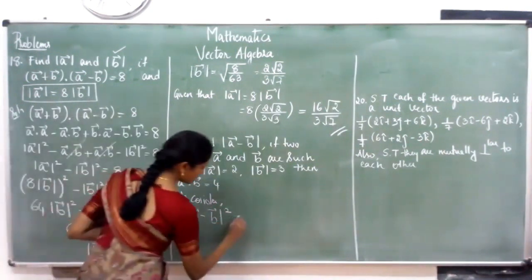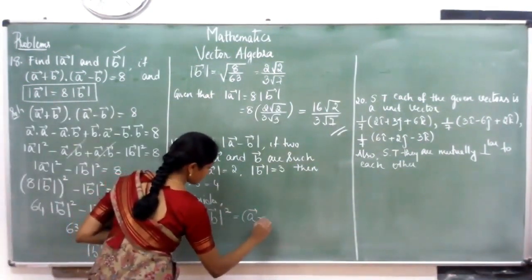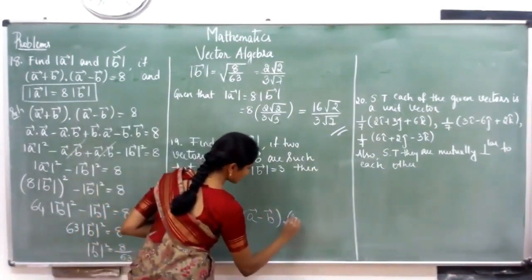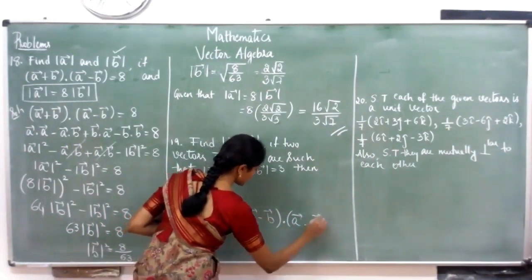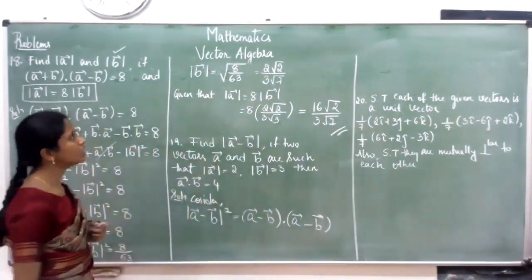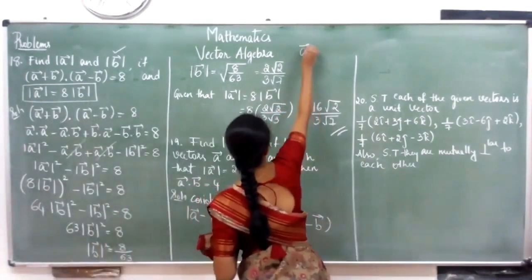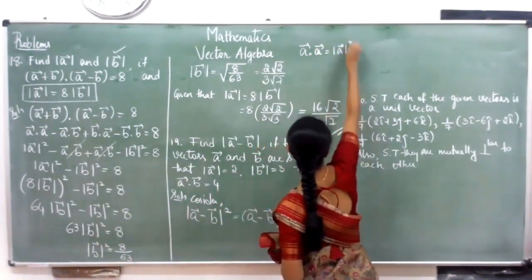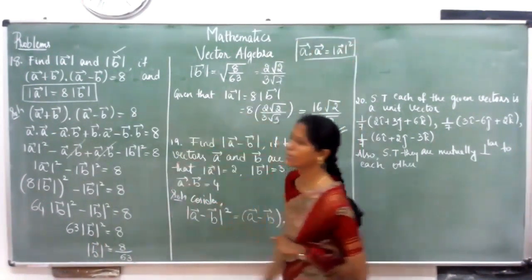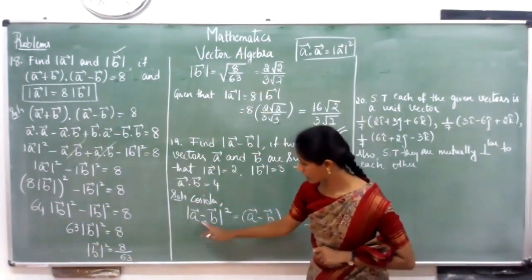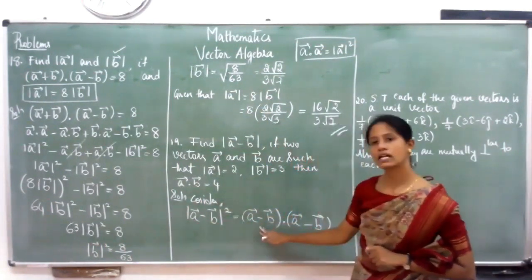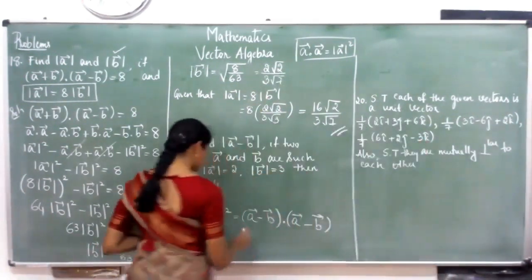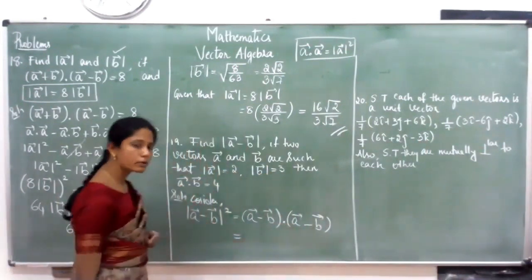So this can be written as vector A minus vector B dot vector A minus vector B. I've written this because we know that vector A dot vector A is equal to the magnitude of vector A the whole square. So the magnitude of vector A minus vector B whole square can be written as vector A minus vector B dot vector A minus vector B.